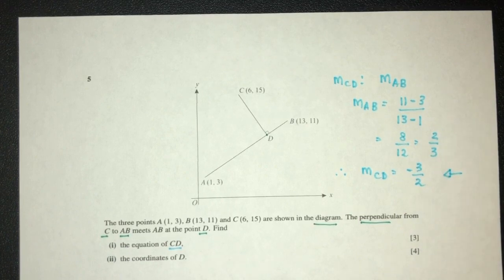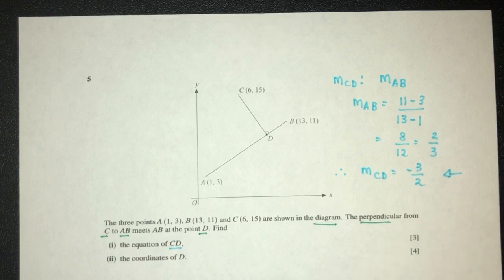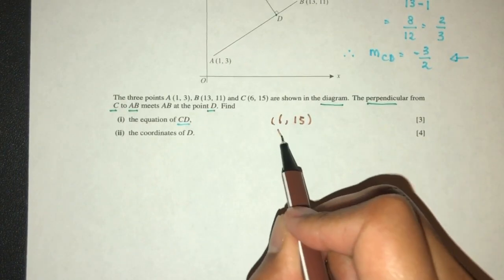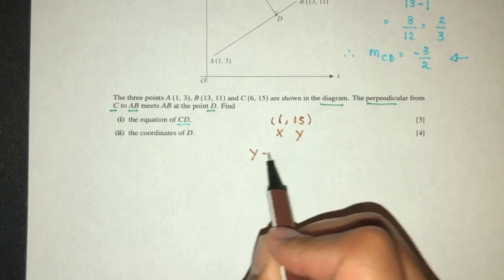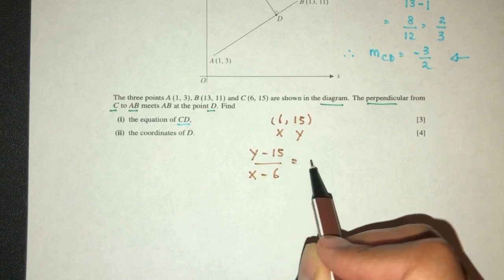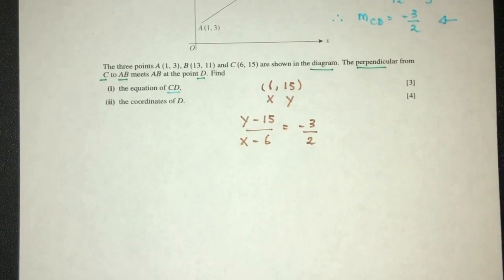perpendicular to each other. Now we have the gradient, we have a passing point, we can find the equation. So passing point is 6, 15. My x value, my y value, so y minus its corresponding value over x minus 6 has to equal the gradient. Now again, this is just a method for me to find the equation of a straight line. If you know other methods, if you have the gradient and the passing point, you should be okay.